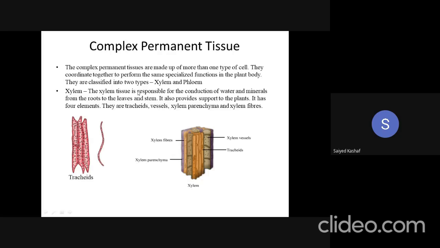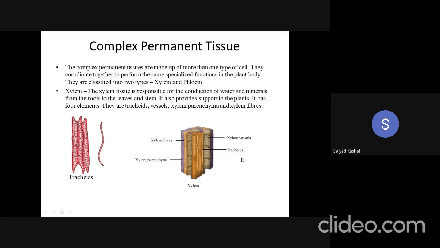And it has four elements, that is, there are tracheids, vessels, xylem parenchyma, and xylem fibers. So these tracheids are elongated. You can see they are elongated or tube-like cells with thick and lignified walls and with a tapering end. And these are dead. And the vessels, when we talk about the vessels, is a long cylindrical tube-like structure made up of many cells.